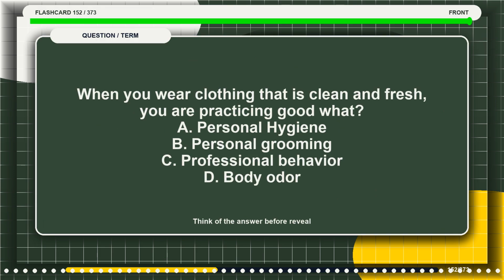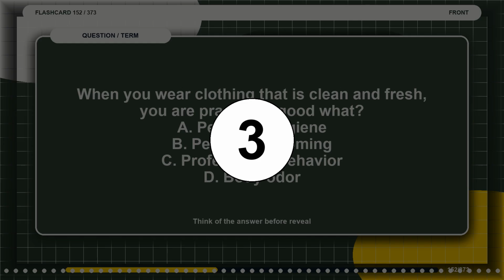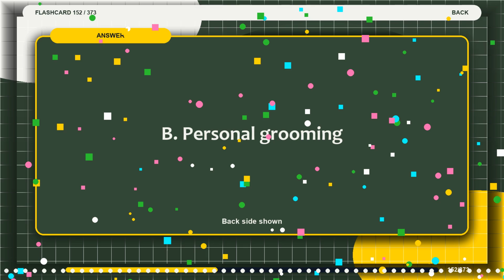Flashcard 152. When you wear clothing that is clean and fresh, you're practicing good what? A. Personal hygiene. B. Personal grooming. C. Professional behavior. D. Body odor. Think of the answer before the reveal. The answer is B. Personal grooming.